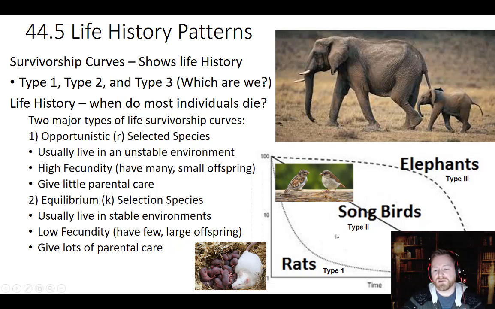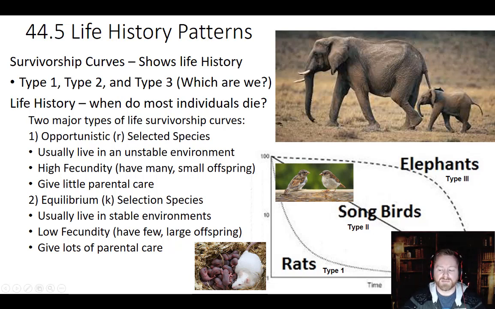Songbirds are kind of halfway in between. They're type 2. It means at any point in time, they're just as likely to die. They have an okay number of offspring. They give some parental care. And at any point in time, they could die.